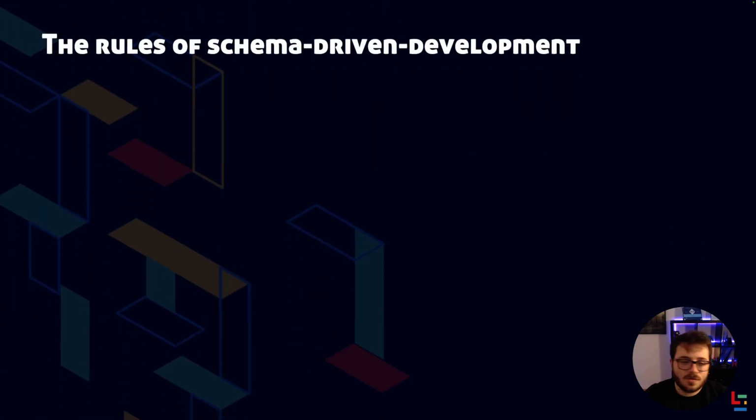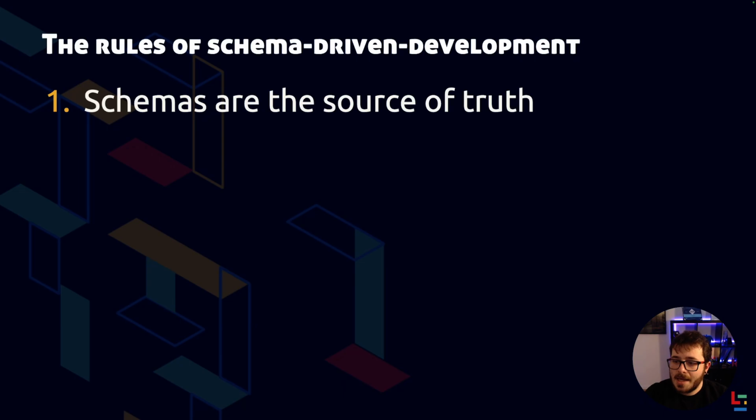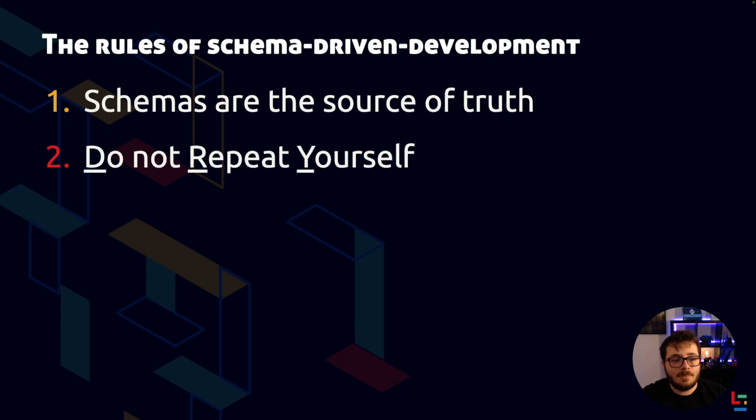So there are some rules from schema-driven development. The first one is that the schemas are the source of truth. So trust the schema only, right? It will generate a type for you. You don't do the opposite. You don't generate a type and then create a schema based on the type. You generate a schema and then the types are generated from that schema, right? Types should always be a side effect of a schema, right?